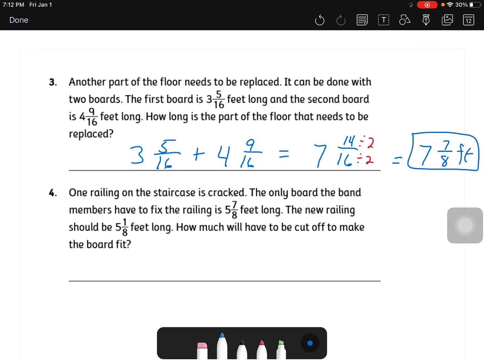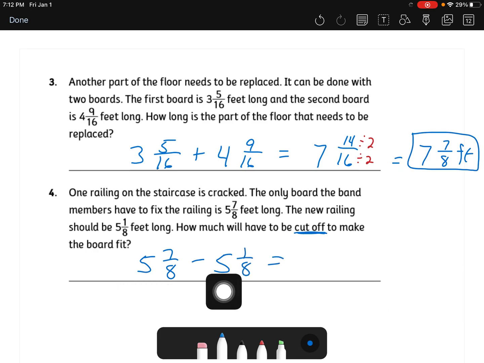Okay. Last one, it says one railing on the staircase is cracked. The only board the band members have to fix the railing is 5 and 7/8 feet long. The new railing should be 5 and 1/8 feet long. How much will they have to cut off to make the board fit? Okay, so again, cut off, that means subtracting. So we're going to have 5 and 7/8 minus 5 and 1/8.